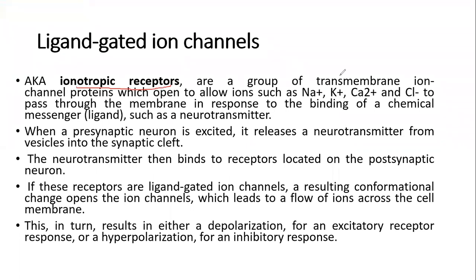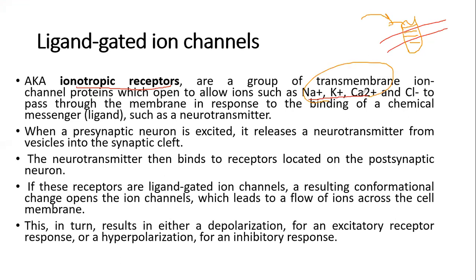Again, they are a group of transmembrane ion channel proteins which open to allow ions such as Na plus, K plus, calcium. Now you must be thinking, what is the difference between this and what we discussed yesterday? Suppose a plasma membrane is there and these ligand gated channels are there. Something else, the ligand, comes and binds, and the channel opens for Na plus, K plus, calcium 2 plus.